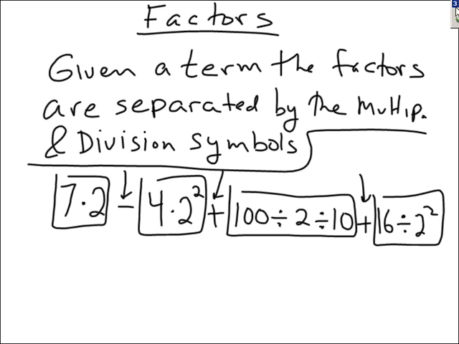Let's find the value of the first term. According to the directions above, a term is made up of factors. Factors are the things that are multiplied. It's 7 times 2. Okay, 7 times 2, that's simple enough. It's 14. The value of the first term is 14. Minus, let's find the value of the second term.